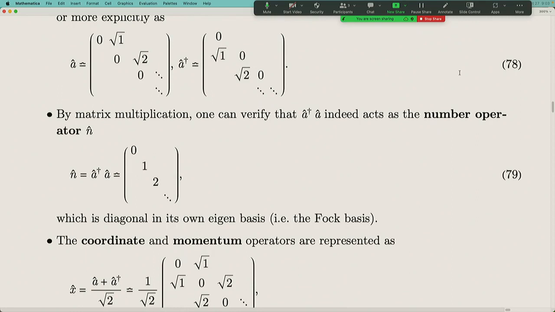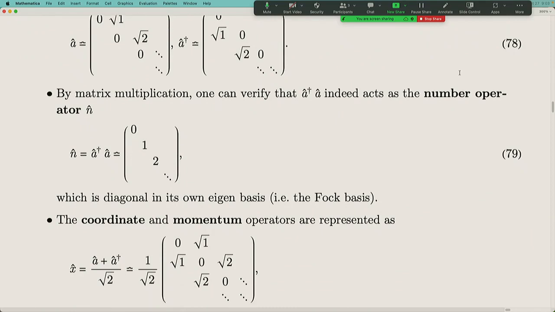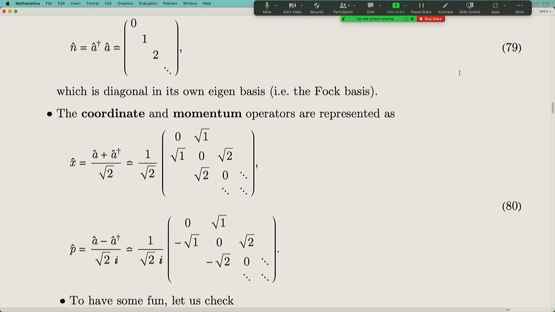Given that, we can further construct the number operator, which fits our intuition. It indeed gives us all the eigenvalues arranged on the diagonal, which is what we should expect, because we are basically representing all the operators in the number operator eigenbasis. Any Hermitian operator represented in its own eigenbasis will be a diagonal matrix with real eigenvalues on the diagonal.